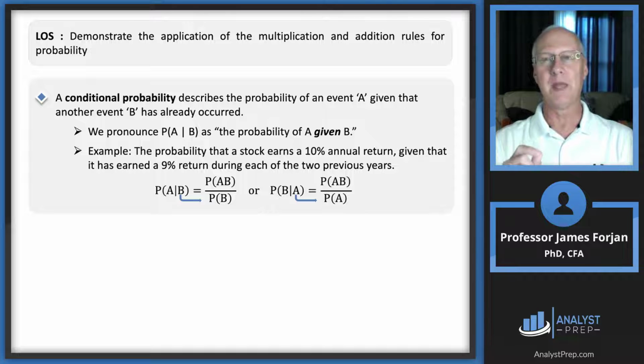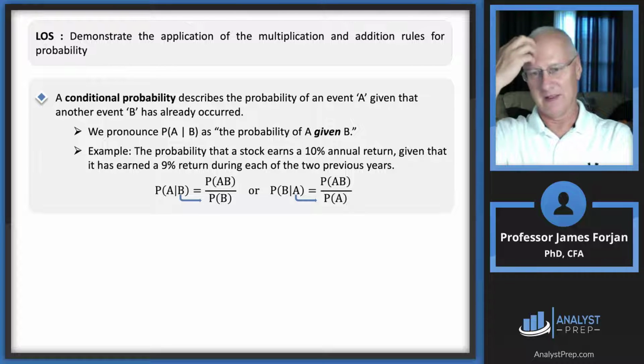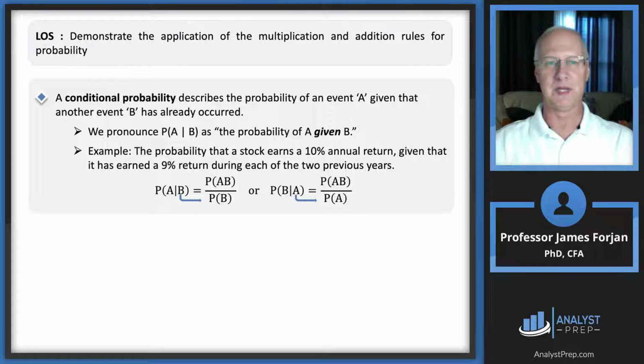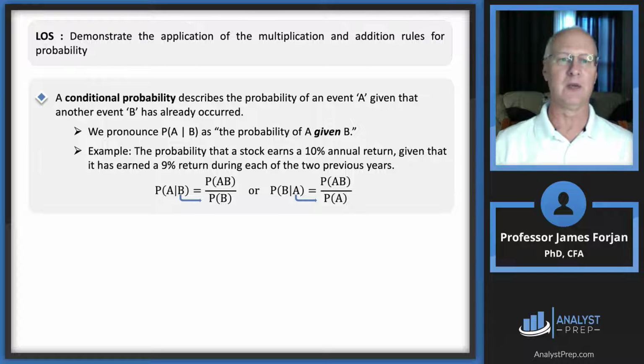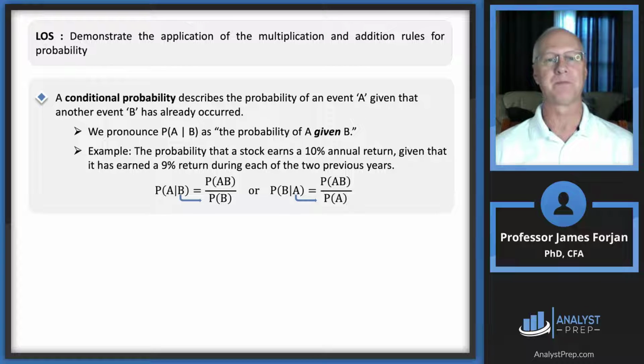So wouldn't it be relevant? Wouldn't it be critical to our estimate of the probability of this coming weekend's outcome if we knew what the weather was going to be? If we knew the weather, then we would be able to predict much more accurately what that outcome would be.